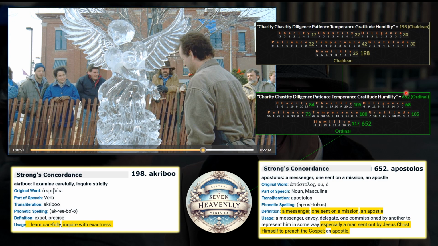And the number 652 is the English sum of the 7 heavenly virtues, and 652 in the Bible is a messenger, one sent on a mission, an apostle, especially a man sent out by Jesus Christ himself to preach the gospel, an apostle. Interesting that both those definitions in the Bible match what happens when we follow those 7 heavenly virtues.